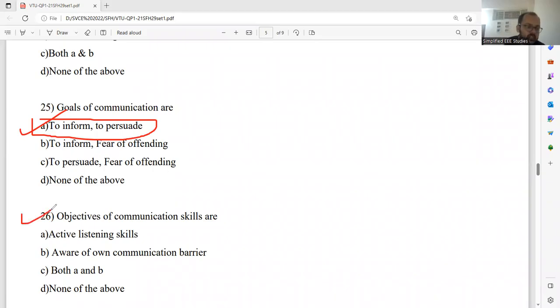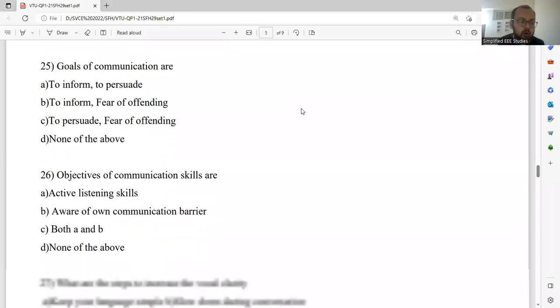I would like to go for question number 26. Objectives of communication skills are active listening skills, aware of own communication barrier, both A and B, and none of the above. Anyway, none of the above means straight away reject. Objectives of communication skills: active listening skills are required, and you should be aware of your own communication barriers. So combining A and B is correct. So let me select option C. Kindly make a note of this. At least please go through that before entering the exam hall.